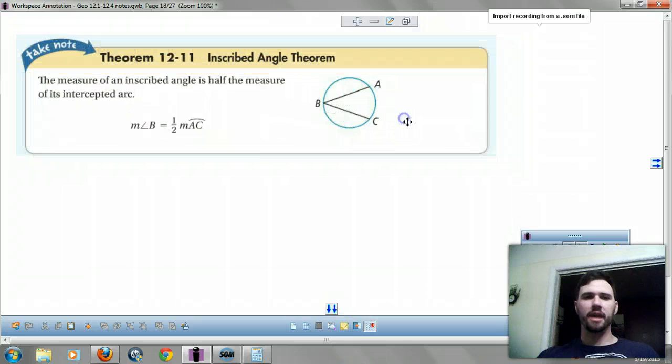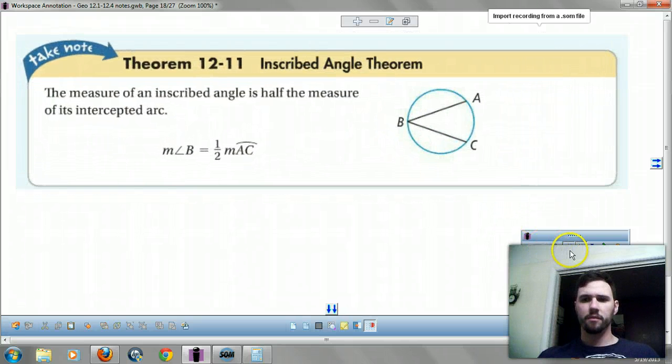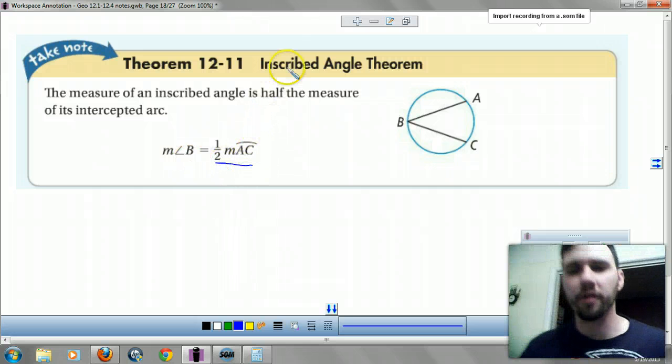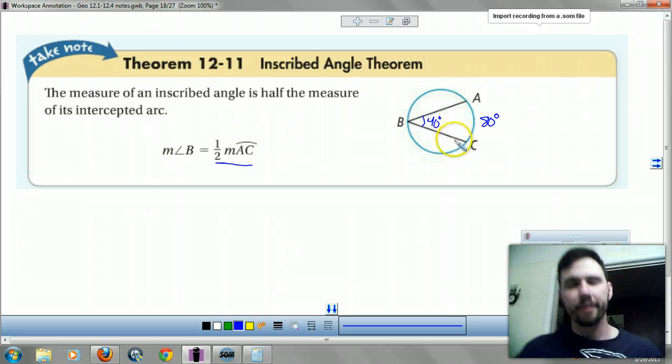An inscribed angle is 1/2 the measure of your arc. So like if this was 80 degrees, my angle would be 40 degrees. Okay? Not too bad.